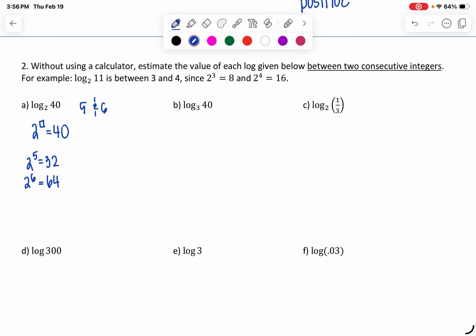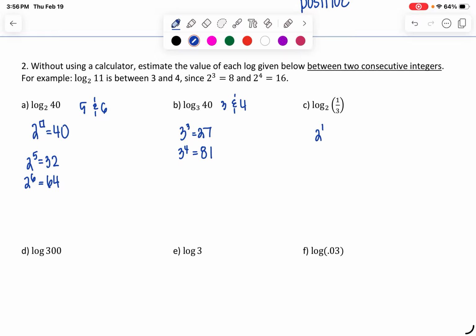If you roughly estimate it, I think it's 5.1 or 5.2. That is fine also. 3 to what power gives me 40? So I know 3 cubed is 27, and 3 to the 4th is 81. So this is in between 3 and 4.